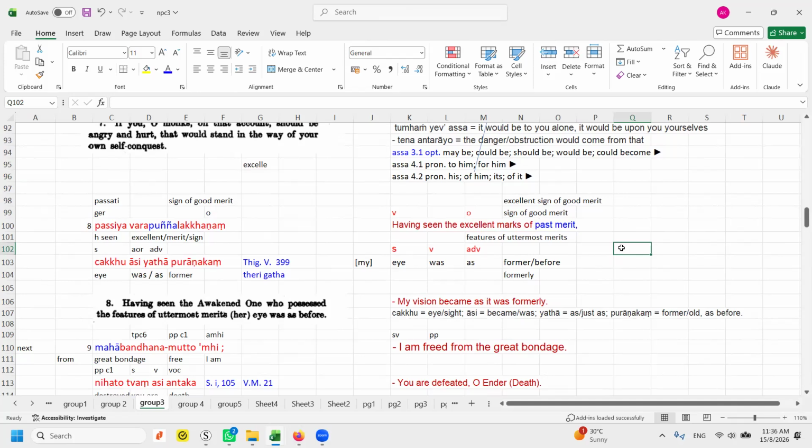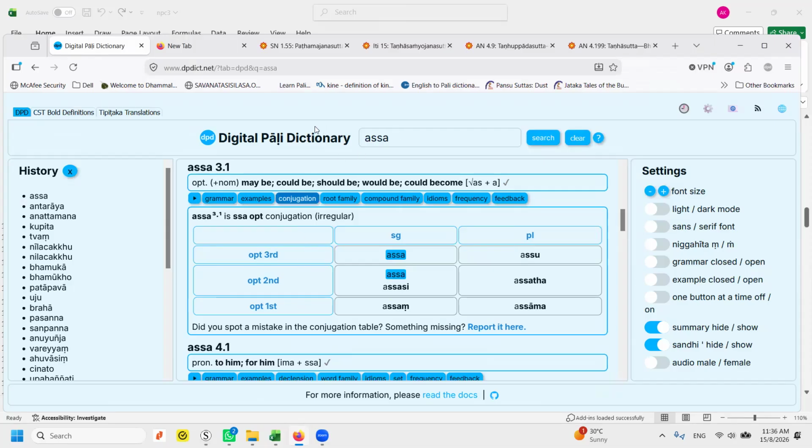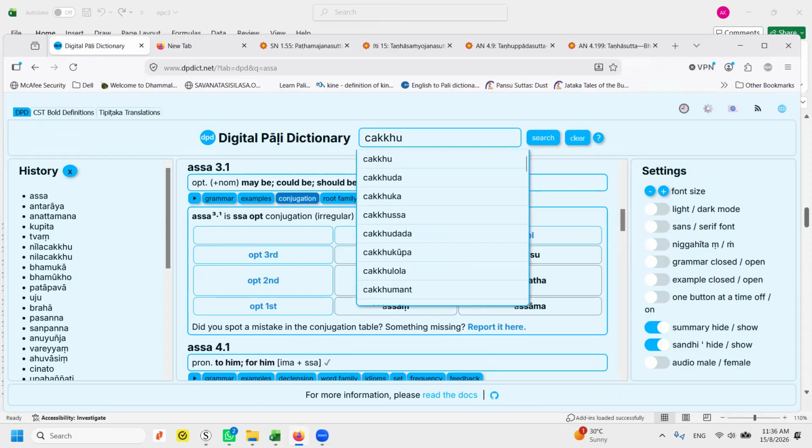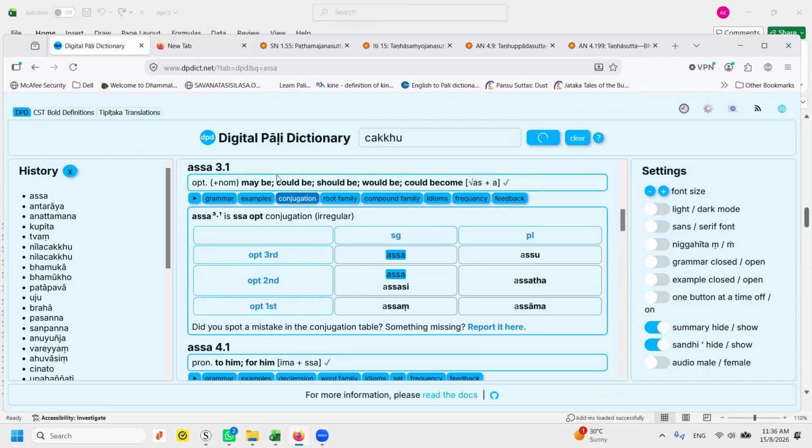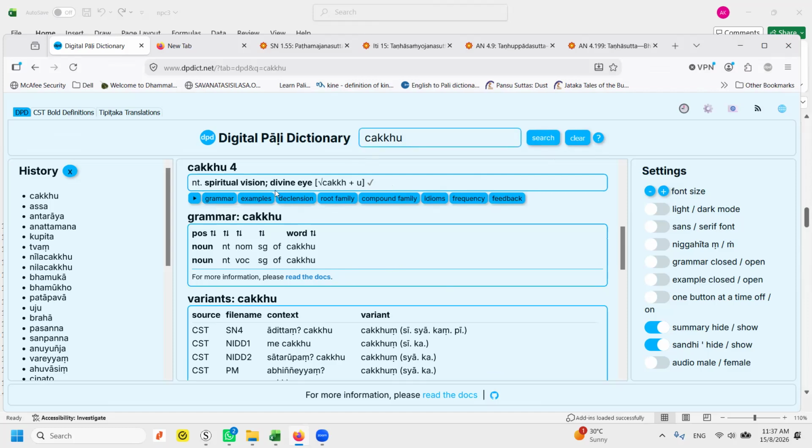So now, in this case, the word chaku, if you check the dictionary, chaku can have the meaning of eye and vision. Because if you say Dhamma chaku, Dhamma means chaku is at the back, eye of Dhamma, or chaku can be vision of the Dhamma. So that is how it translates. Can you see? The word chaku is eye or vision.